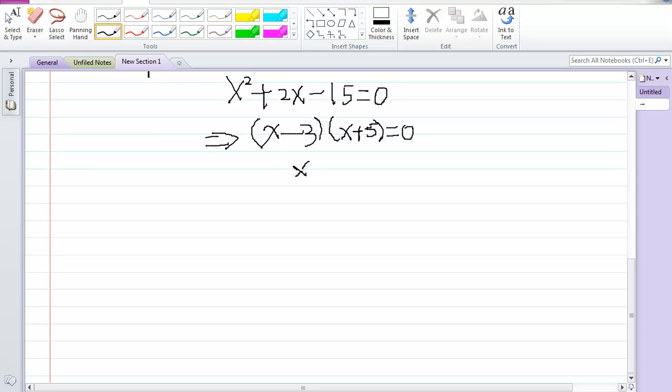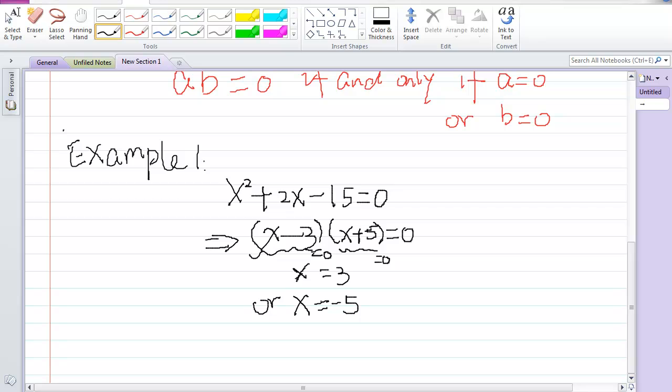So we know that either x minus 3 equals 0 or x plus 5 equals 0 by using this zero property. Two things multiplied together equal 0, so one of them has to be 0. That means x equals 3 or x equals -5. So we have two solutions, and we can check this by substituting back into our original equation to see whether it makes sense.